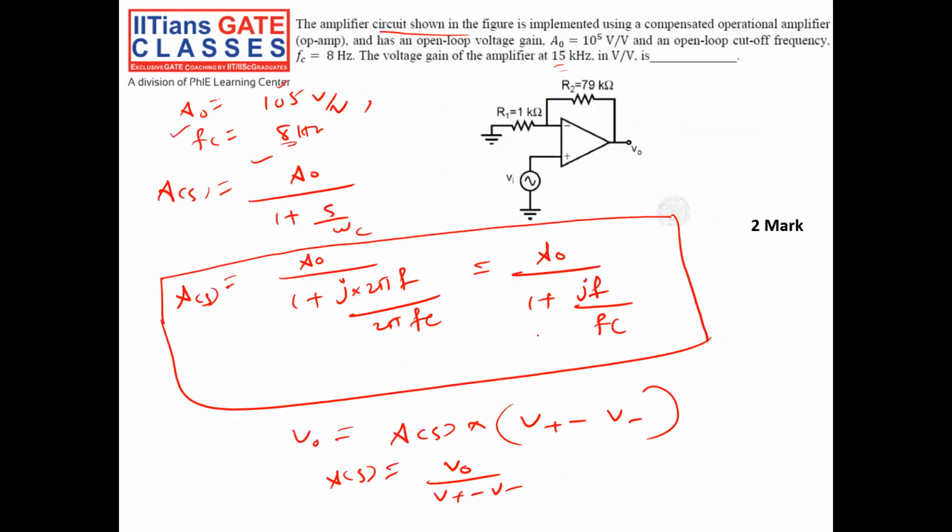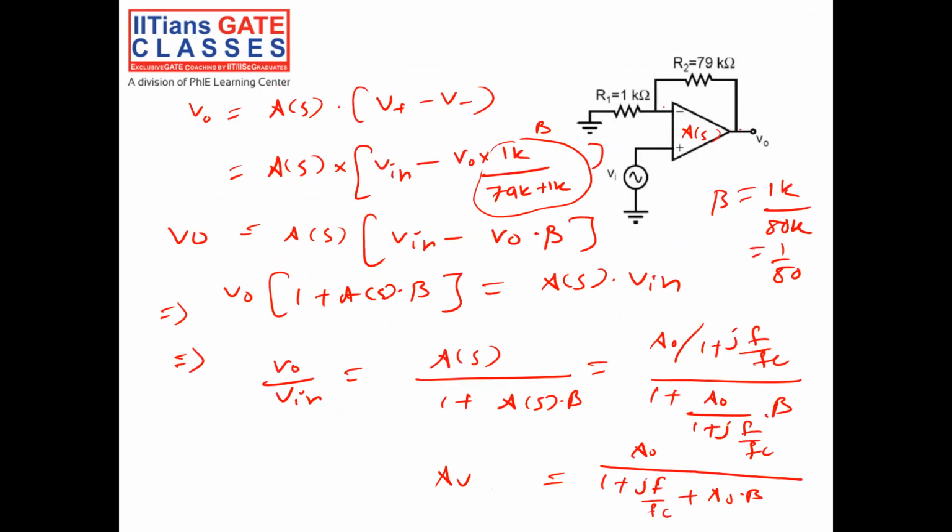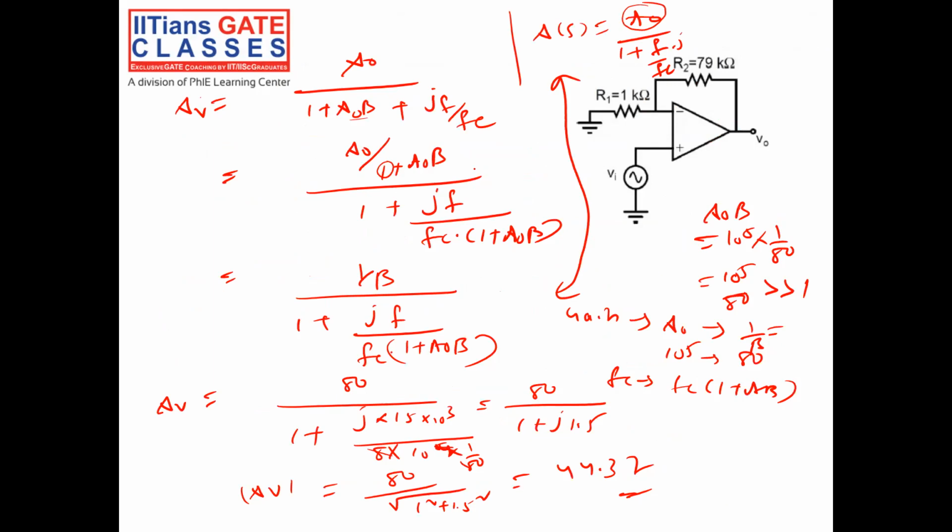The thing is that I have to know the basic principles. The basic principle is that the output is always equal to gain into V positive minus V negative. If I put that here, I know V negative is V0 into beta. So I put all these things in, and got the gain equal to 1 by beta divided by this and this. So I concluded that the gain decreased by a factor of 1 plus A0 beta and the cutoff frequency increased by a factor of 1 plus A0 beta. Then we put all the values, very straightforward, to get the solution: gain as 44.37 at the frequency of 15 kilohertz.